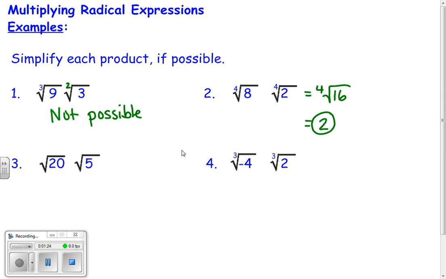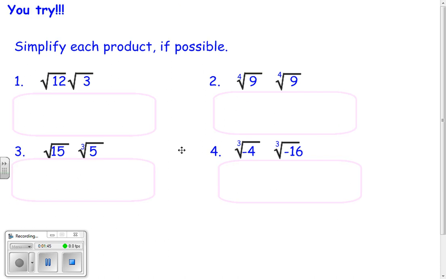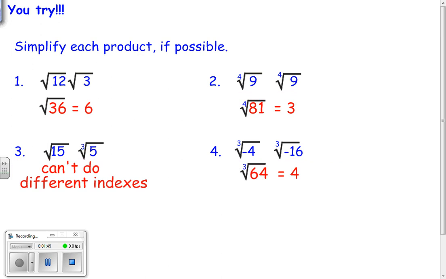Number 3, the square root of 20 times the square root of 5 is the square root of 100, which is just 10. Number 4, the cube root of negative 4 times the cube root of 2 is the cube root of negative 8. And the cube root of negative 8 is negative 2. So again, number 1 can't be done because the 3 in the first radical does not match the index of the 2 in the second.